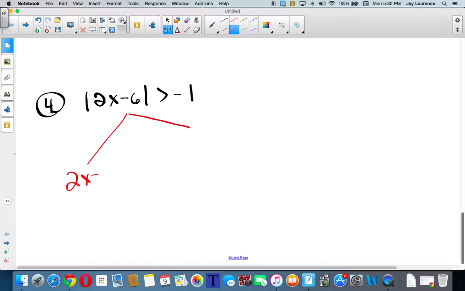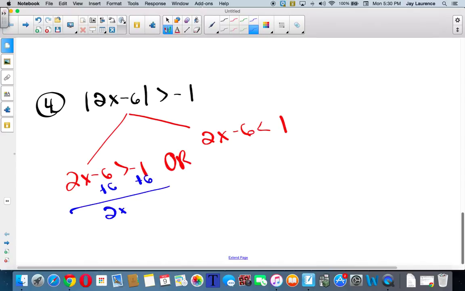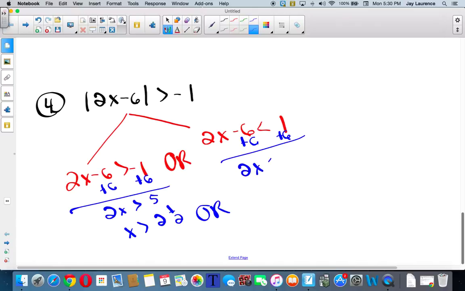So we're going to get 2x minus 6 is greater than negative 1, or 2x minus 6 is less than positive 1. All right, so I'm going to add 6 to both sides. We're going to get 2x is greater than 5, and then x is going to be greater than 2.5, I believe, right? Or we're going to add 6 to both sides, and so we'll get 2x is less than 7. Now we're going to divide by 2. x is going to be less than 3.5. Wait a minute. This is going to graph like an "and". It's an "or", but it's going to look like an "and".